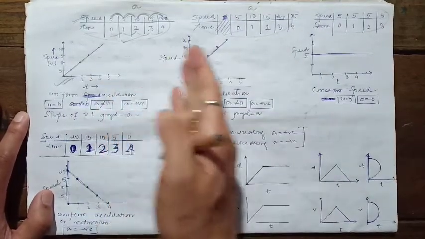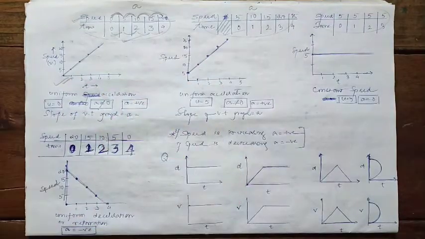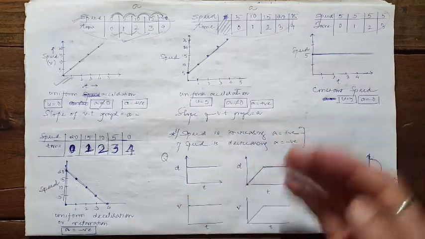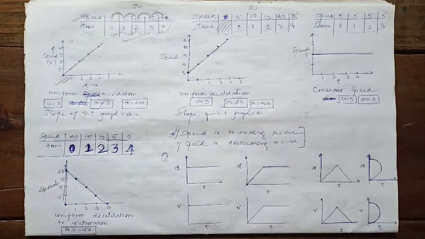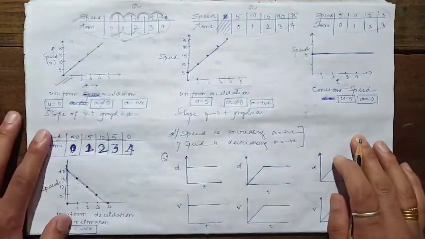And what type of acceleration is this, students? These are uniform accelerations. Why? Because the speed is increasing at a constant rate. So it is uniformly accelerated motion. Both these motions describe uniform acceleration.